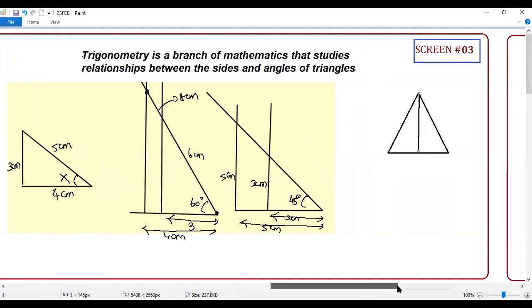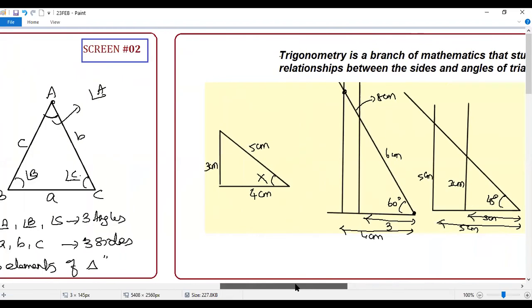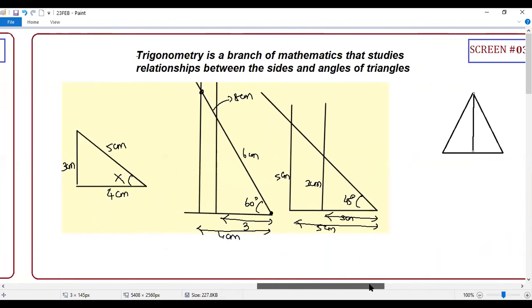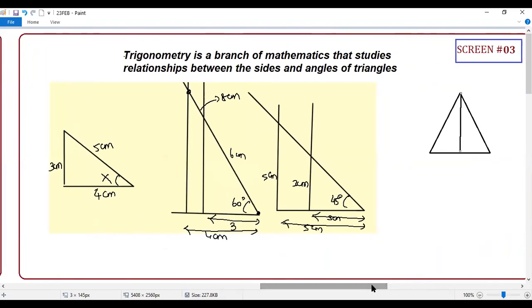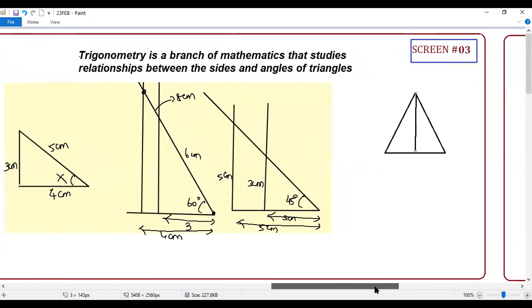Clear or not? So one thing is clear, student. For every angle there is a relationship between sides. Are you clear? So this is what your trigonometry is all about, student. Introduction is clear or not? Anyone having doubt? Quickly. It is clear, sir. It is very clear now. Yes, sir.